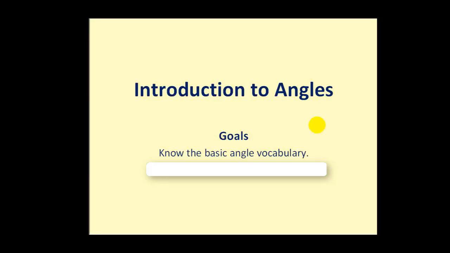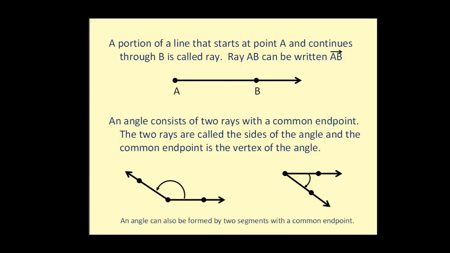Welcome to an introduction to angles. A portion of a line that starts at a point A and continues through B is called a ray. Ray AB can be written using this notation. An angle consists of two rays with a common endpoint.